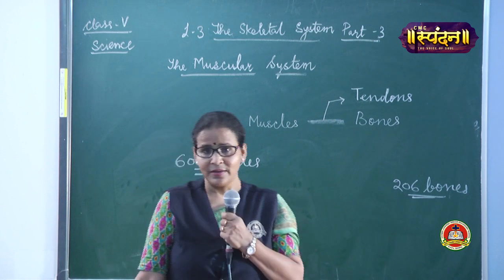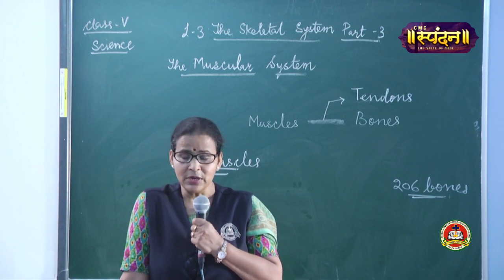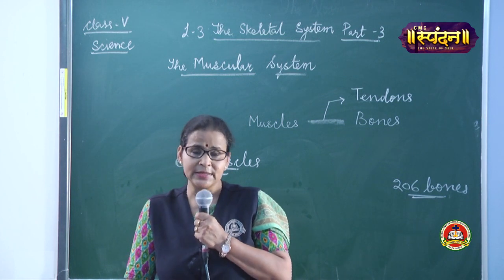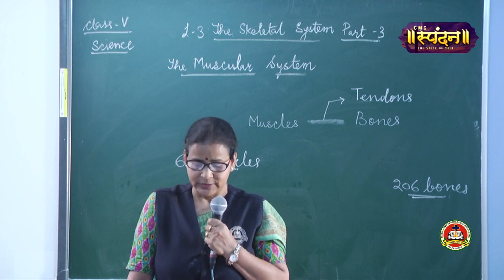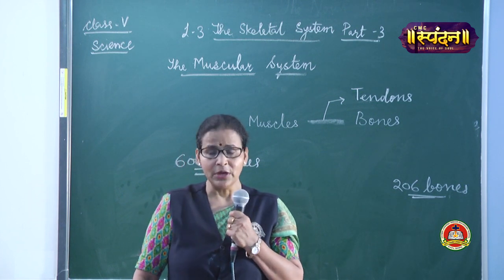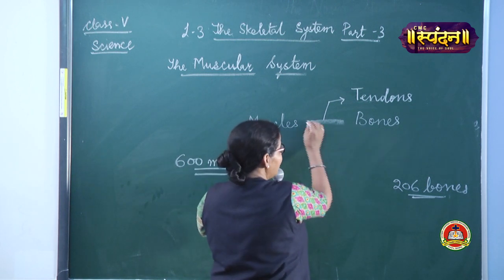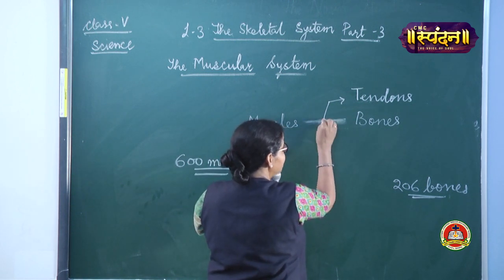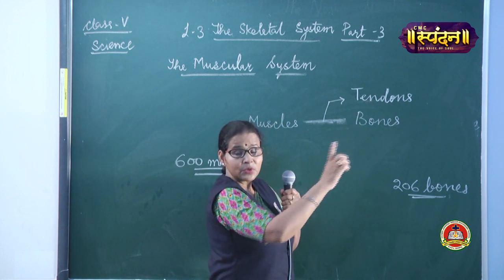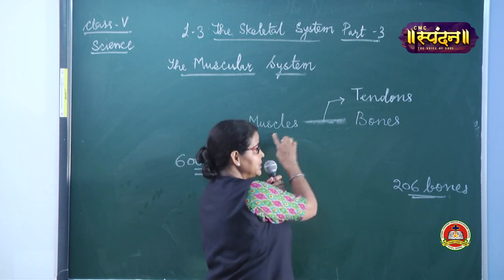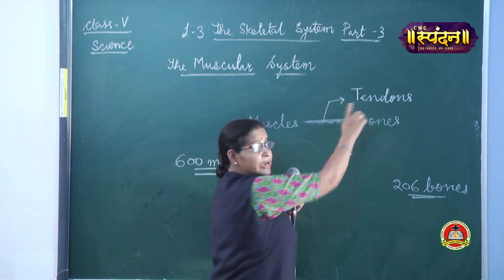Isn't it great? Now, why do we have muscles and what is the function of the muscles? Actually, muscles bring about movement in our body with the help of the joints. And these muscles are joined to the bones with the help of another tissue known as tendons. So please remember, muscles are attached to the bones with the help of tendons.